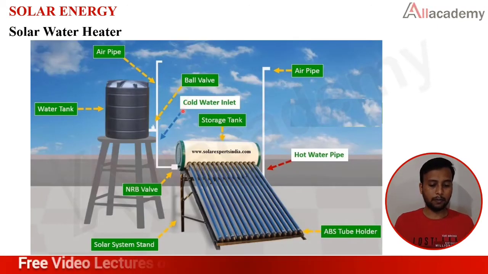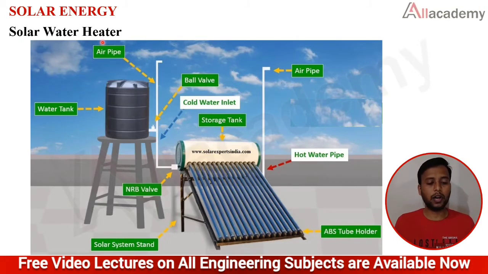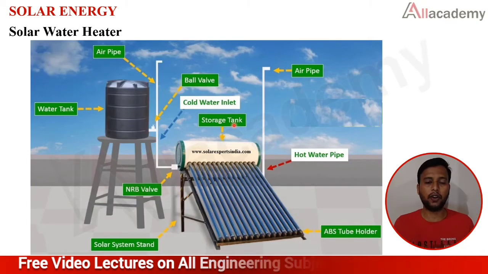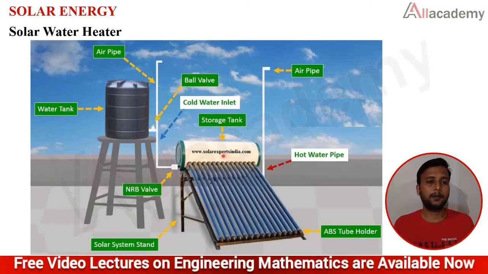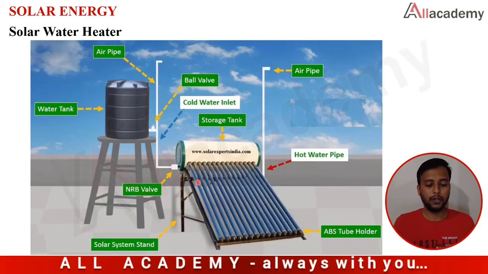Now here is a complete figure that shows the solar water heating process. This is very commonly seen in homes, on the top floor. In most examinations, this question is asked: with a neat sketch, explain the solar water heater system or solar water heating process. So this is how it works. What happens is that the cold water supply is given, and here you can see the container.